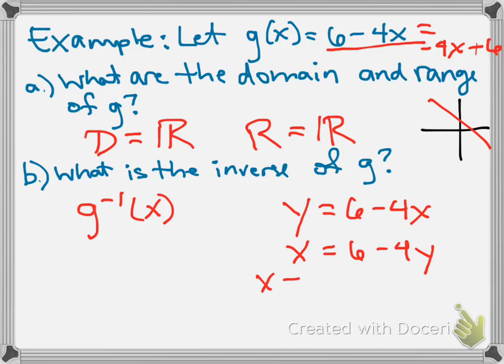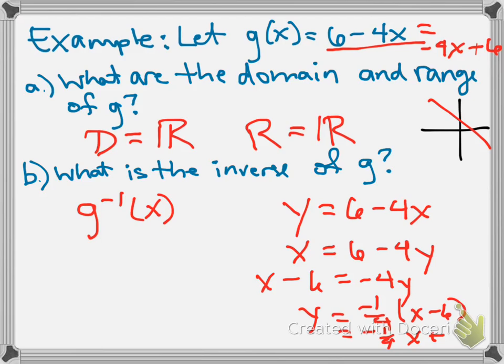So we'll subtract 6 from both sides, and then divide both sides by negative 4. So we're going to get y equals negative 1/4 x minus 6. And if you wanted to put that in slope-intercept form, you just need to distribute the negative 1/4. Negative 1/4 x plus 6/4, which is 3/2.